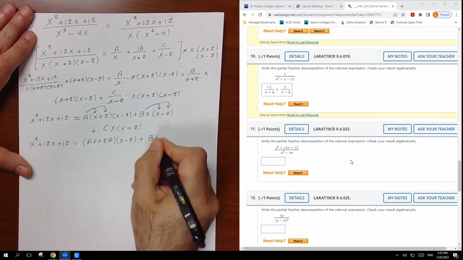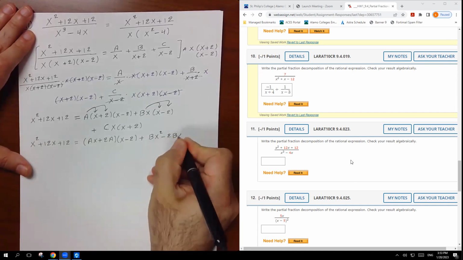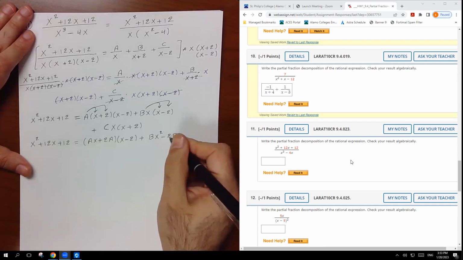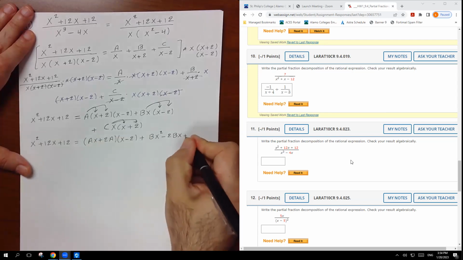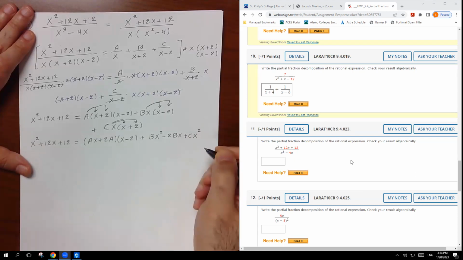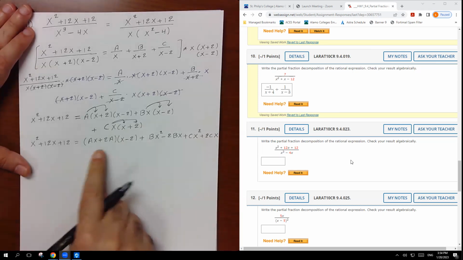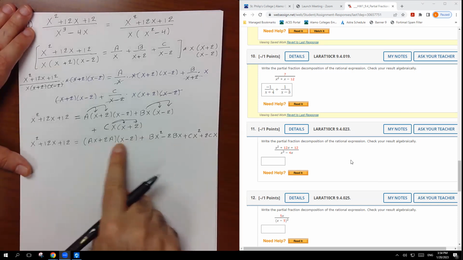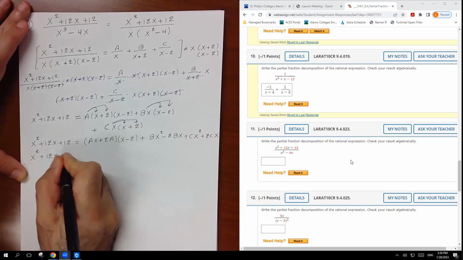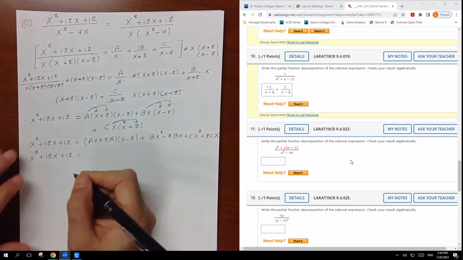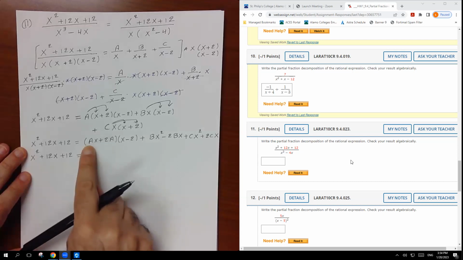Then I'm just going to distribute bx here. So bx squared minus 2bx. Then distribute the cx on the parentheses. So cx times x is going to be plus cx squared, and cx times 2 is going to be plus 2cx. Then we need to distribute the first two parentheses. So x squared plus 12x plus 12 is going to be equal to, ax times x is going to be ax squared.